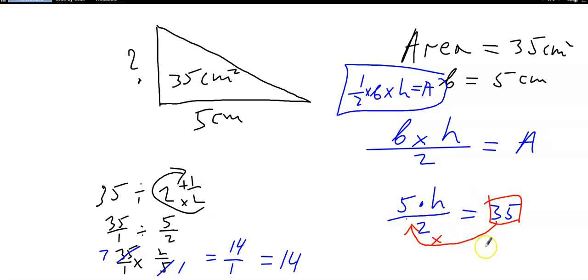35 times 2 is 70. We did that part. Now, 5 times what number gives us 70? Well, the opposite of multiplying by 5 is dividing by 5. So we're going to divide by 5 then. 70 divided by 5 is 14. So we got 14 either way. The proper answer for this height would be 14 centimeters.